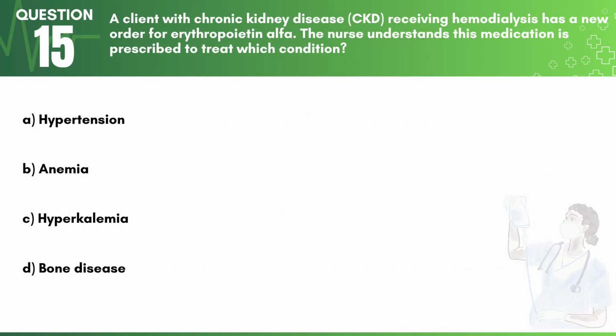Question 15. A client with chronic kidney disease, CKD, receiving hemodialysis has a new order for erythropoietin alpha. The nurse understands this medication is prescribed to treat which condition? A. Hypertension. B. Anemia. C. Hyperkalemia. D. Bone disease.